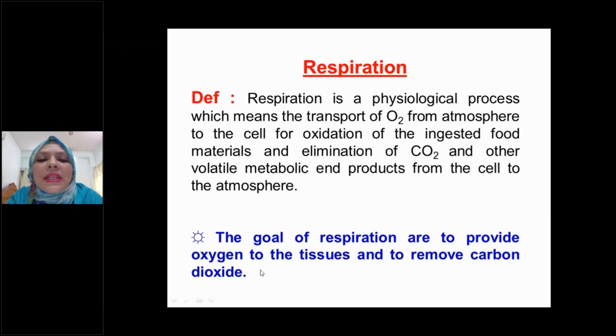That is, it maintains a nearly constant or nearly static condition of the internal environment. That is, one of the major functions of respiration is to maintain homeostasis. It maintains the nearly constant condition of the internal environment by providing oxygen to the tissue and removing carbon dioxide from the tissue to the lungs and to the environment. This is the main goal of respiration.